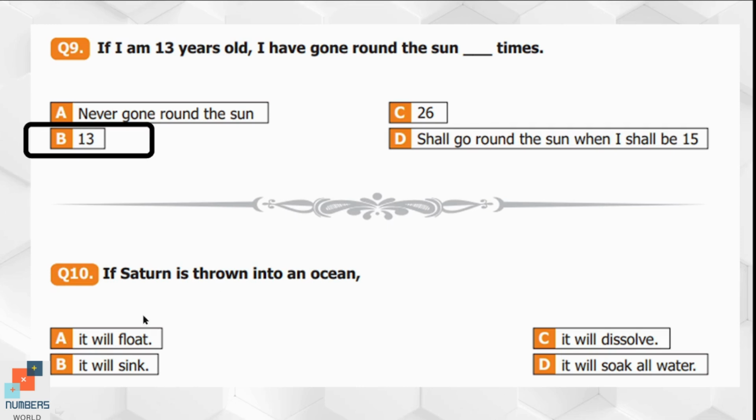Question number 10. If Saturn is thrown into an ocean, option A, it will float. B, it will sink. C, it will dissolve. D, it will soak all water. So Saturn is a gas giant, meaning it is primarily composed of hydrogen and helium with a small rocky core. So the density of Saturn is less than that of water. To be specific, Saturn's average density is about 0.687 grams per cubic centimeter, while water's density is 1 gram per cubic centimeter. So definitely it is lighter than the water. That's why it will float on the surface of the ocean. So option A is the correct option here.